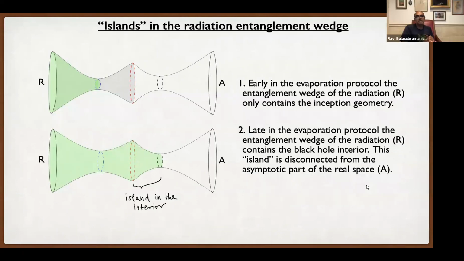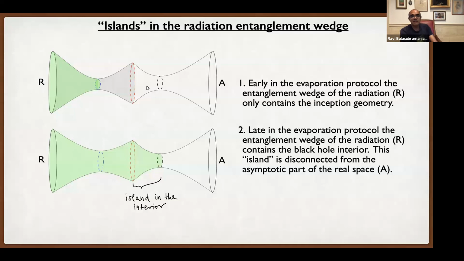So the next step is to think about the islands that you get from this in the language of this sort of island formula. If you start out and you look at the radiation, initially for small k, when there's not much radiation, this horizon here is the one that dominates the Ryu-Takayanagi formula. In that case, the entanglement wedge of the radiation is this region. It doesn't contain the interior of the black hole.